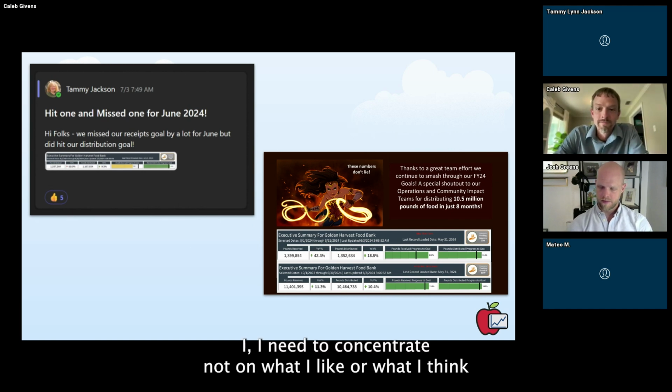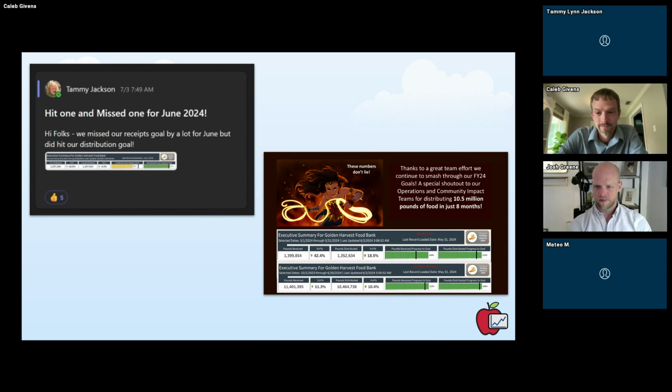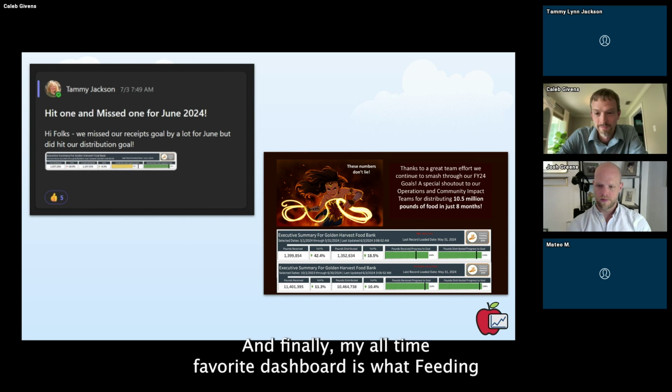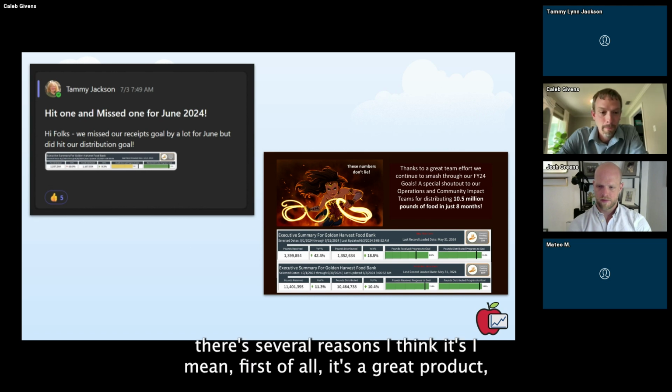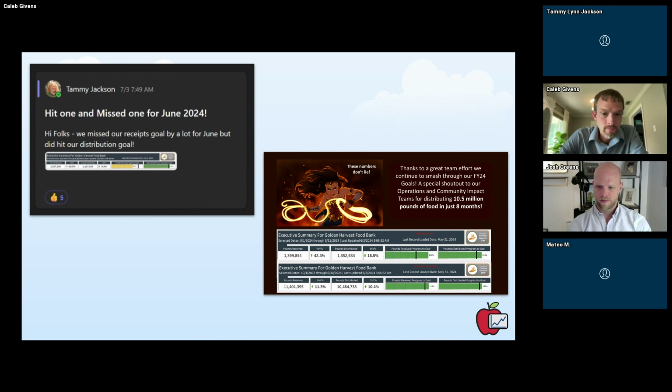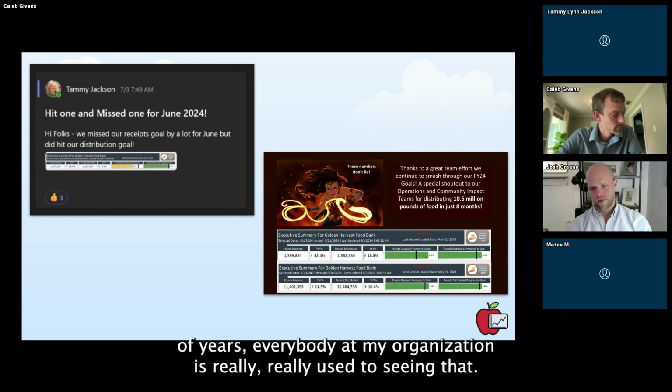That I need to concentrate not on what I like or what I think are useful, but asking people what they like and what they find useful. And finally, my all-time favorite dashboard is what Feeding America created, the member data sharing dashboard. There's several reasons. First of all, it's a great product, but because the basic shape and view has not changed over the last couple years, everybody at my organization is really, really used to seeing them.